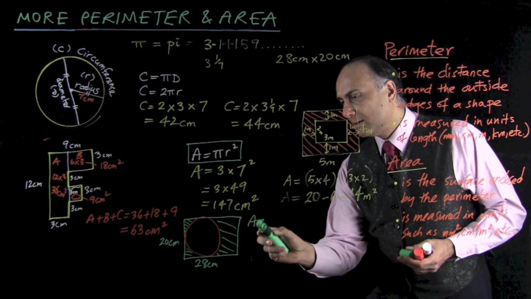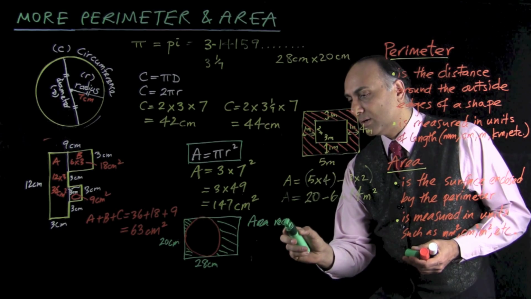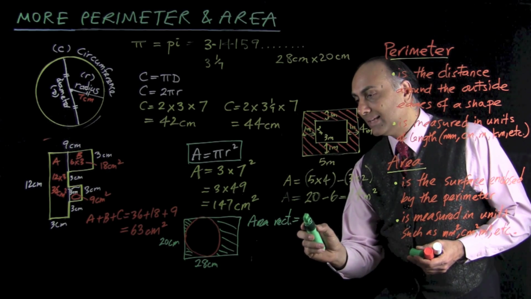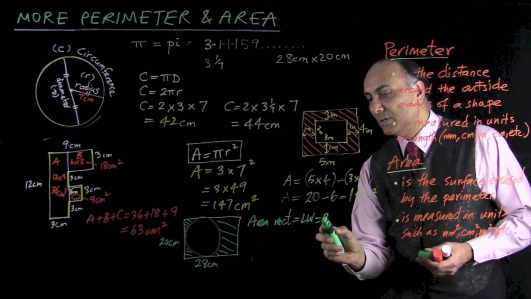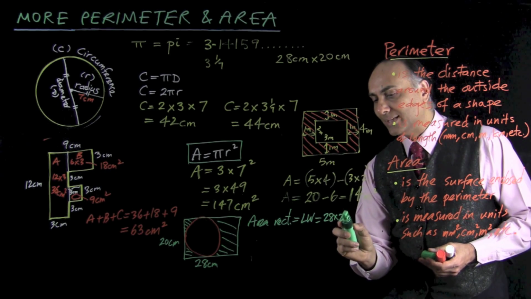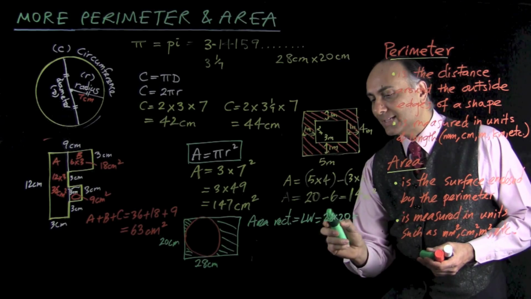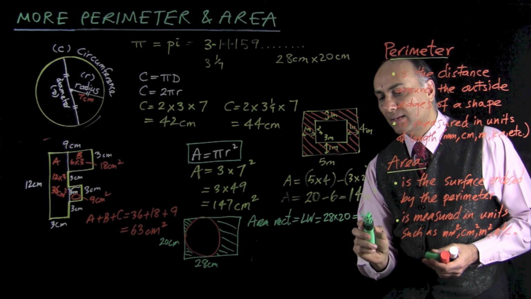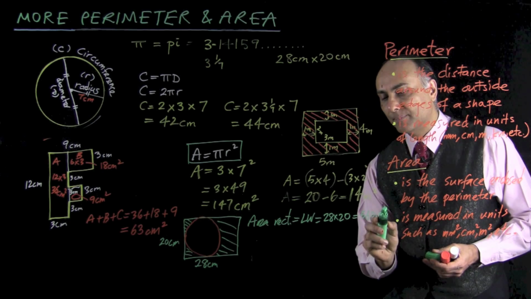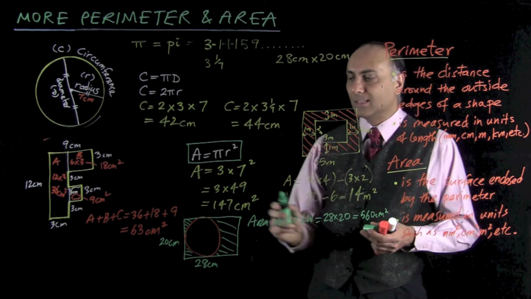So, area of the rectangle, I abbreviate that, is length times width, LW, equals 28 times 20. 28 times 2 is 56, times 10 is 560 centimeters squared. Okay, so that's the larger area.